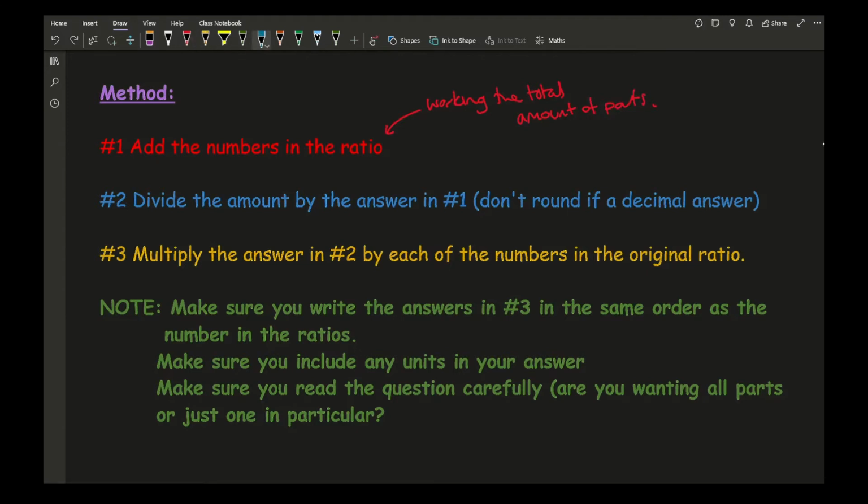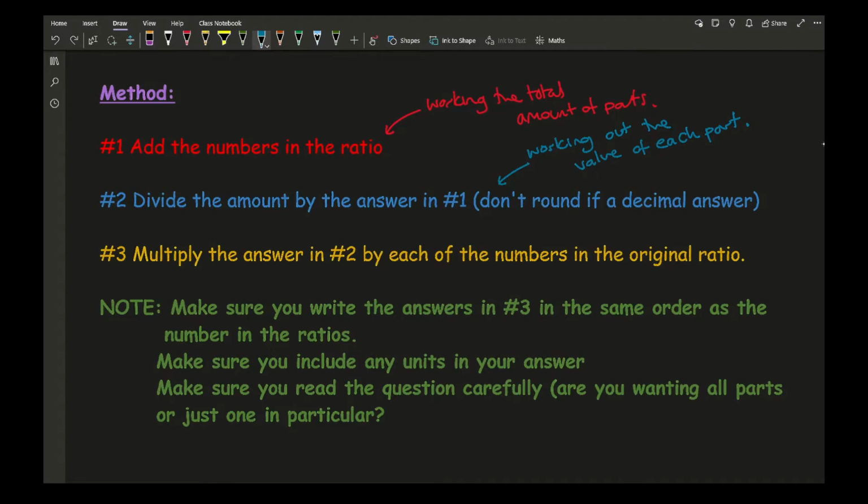Now the second step we need to do is divide the amount by the answer in step 1. And what you're technically doing here is working out the value of each part. And again, the key thing to note here is that with more complicated answers or questions involving money, the answer you might get in step 2 might be a decimal, and if that is the case, then always remember never to round at this point.